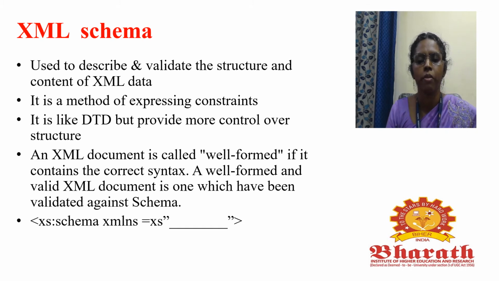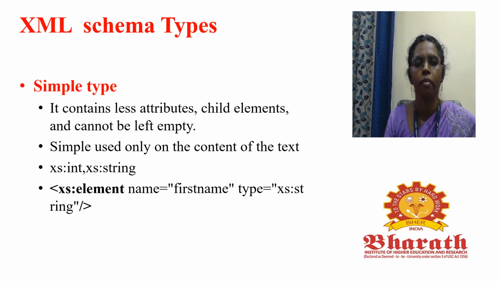For an XML schema, if you are defining it for a URL, then you have to mention xmlns:xs equal to that URL. That specifies the XML schema, and xs is the name for the namespace. Then again we have to define the schema for this namespace, that is xs:schema. This XML schema is used to describe and validate the structure as well as the content of XML data. We have two types of schema, simple type as well as complex type.